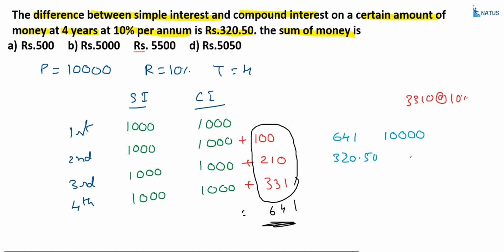320.50. Now, what do we require? What is the principal? That is equal to 320.50 by 641 into 10,000. Right? And this is equal to 2 times, and this is equal to 5000. So what is the answer? Option B is the correct answer. Here, no need to apply any formula. Here I simply applied the basic concept.